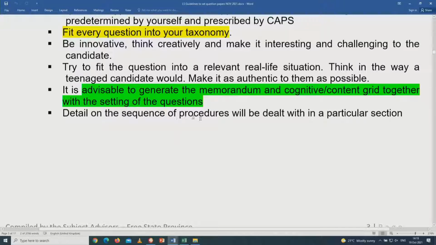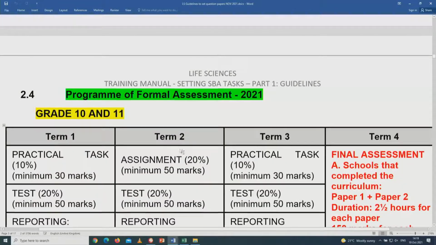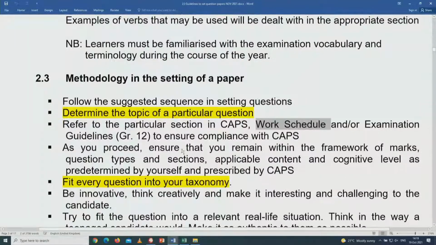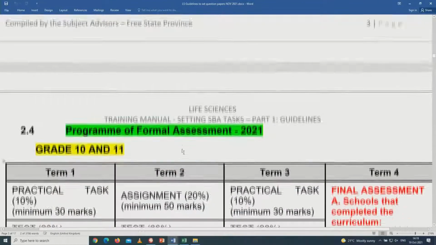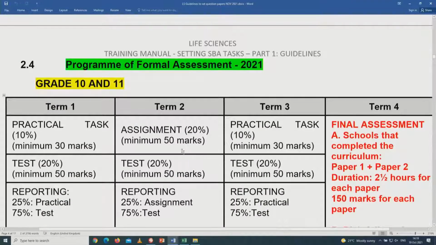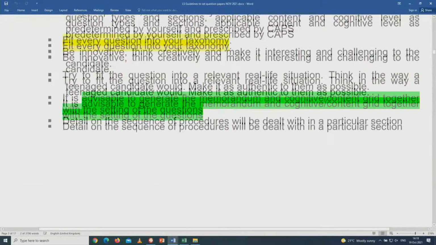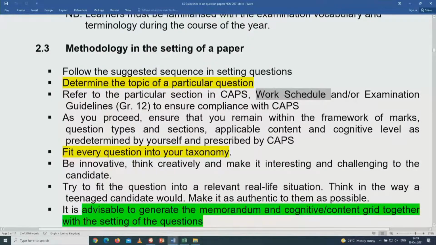Now the detail and the sequence of procedures will be dealt with in sections that are coming. But this is more part of the detailed SBA training of the past. Today I'm just going to quickly refer to these things. So yes, these are some background info that you need before you sit down setting your paper. Before I go to that, I started here by saying follow the suggested sequence.